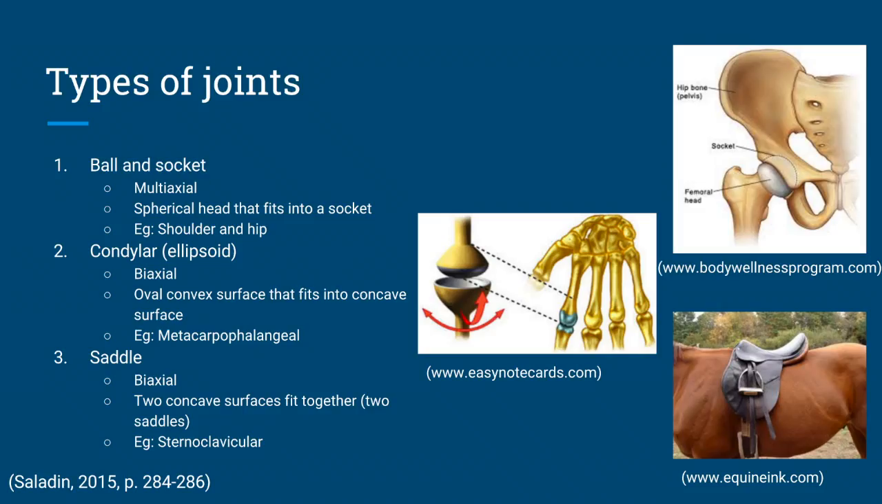There are 6 different types of synovial joints. We'll go through all of those. So first of all, we have a ball and socket, which is your hip or your shoulder. These are multi-axial, and they have a spherical head that fits into a socket. Next, we have condylar, which are biaxial. In their shape, they have an oval convex surface that fits into a concave surface. Lastly, we have a saddle joint, which is biaxial with 2 concave surfaces.